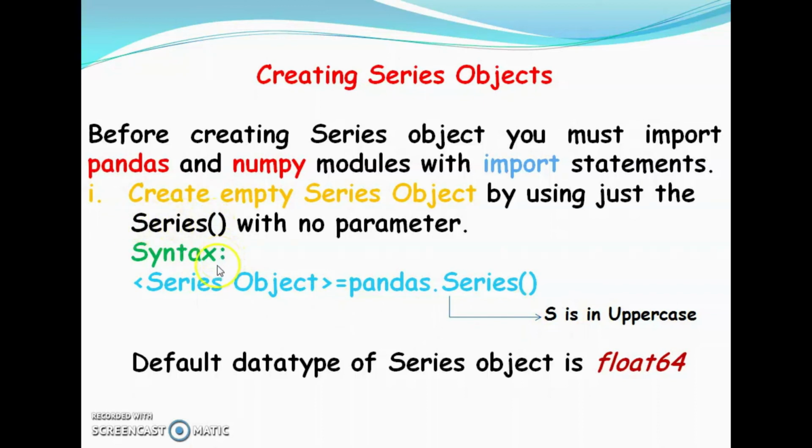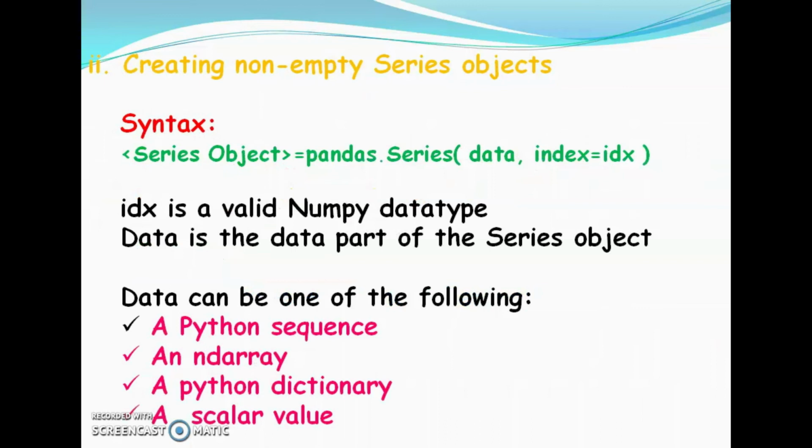The syntax is series object, where any valid variable can be used as the series object name, equal to pandas dot series. Simply use this series function with no parameter. Here S is in uppercase; this is also a keyword, Series. By default, the data type of a series object is float64.